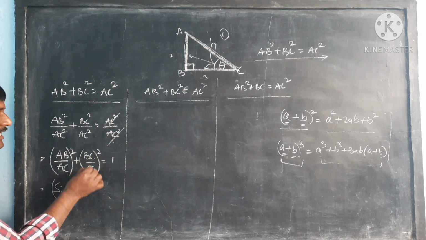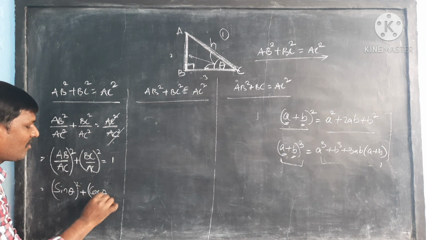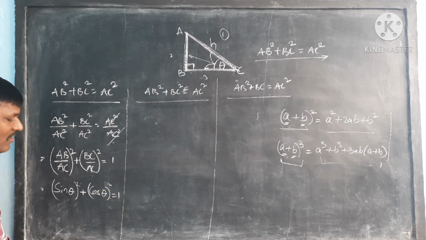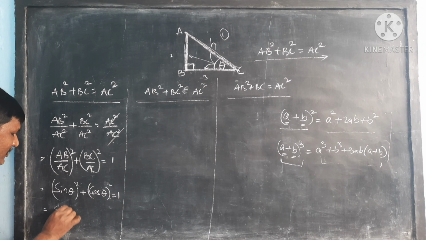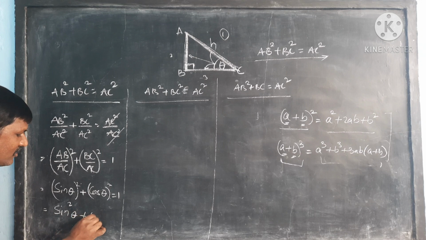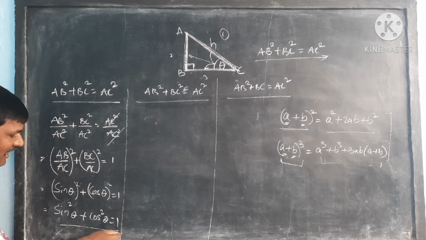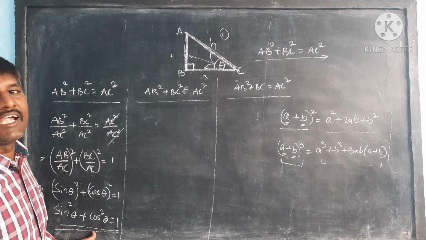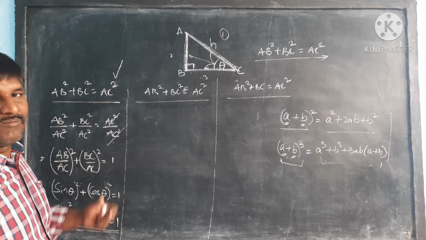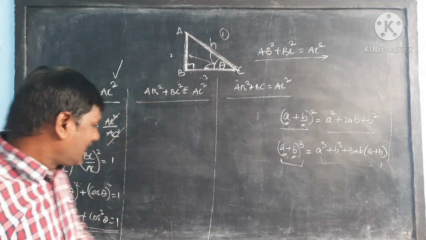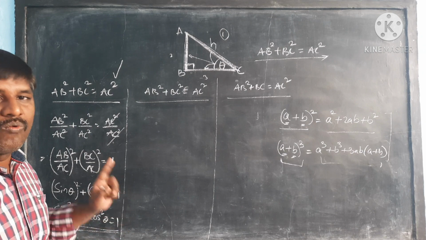So you can write (BC by AC) whole square plus (AB by AC) whole square is equal to 1, which means sin square theta plus cos square theta is equal to 1. Understand? It is a trigonometric identity which is derived from the Pythagoras theorem: sin square theta plus cos square theta is equal to 1.